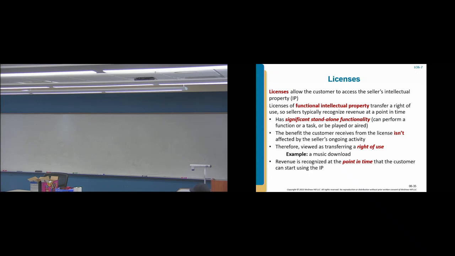Licenses of functional intellectual property, and you do need to know the difference between the functional and the symbolic. Functional intellectual property transfers a right of use, so sellers typically recognize revenue at a point in time, typically at the point at which you have access and you can start using it. The simplest example I can give you, and it's up here, is a music download. You guys download music? If you're using iTunes, you got to sign in, log in, whatever, right? And then it downloads and you can play it. At that moment right there is when revenue should get recognized, okay?